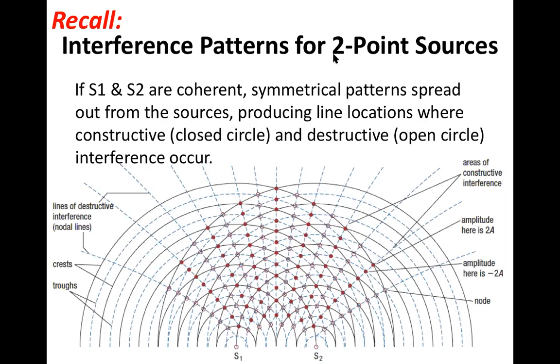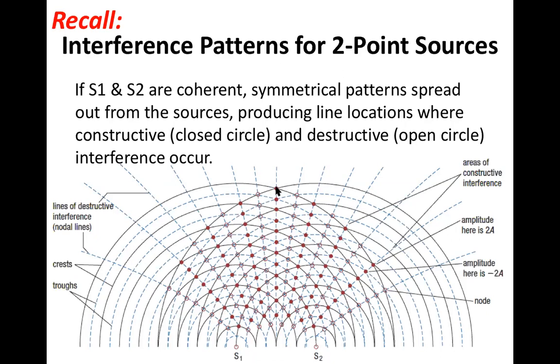Also recall the interference pattern for 2-point sources. If source 1 and source 2 are coherent, then symmetrical patterns spread out from the sources, producing line locations where constructive and destructive interference occurs. Just recall that the wave front in this case would be a circular wave front because they are point sources. And the solid line represents a crest, the dotted line represents a trough.